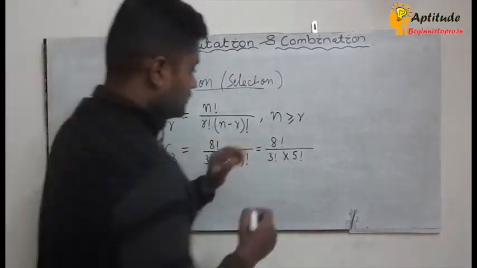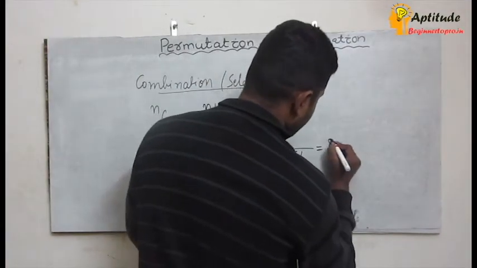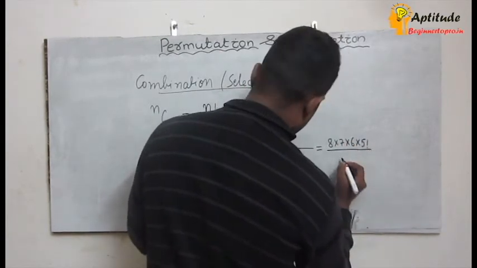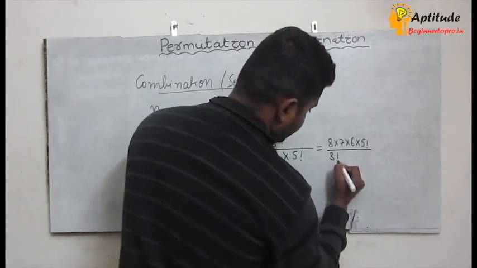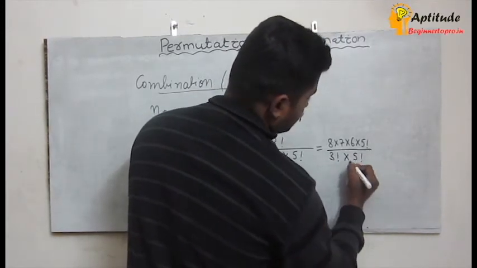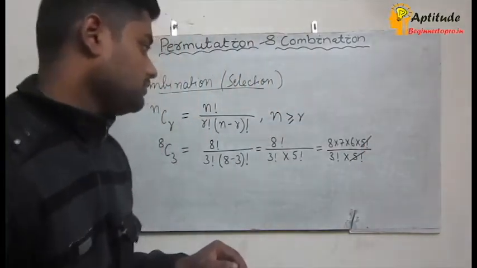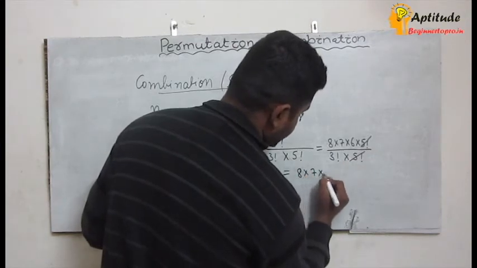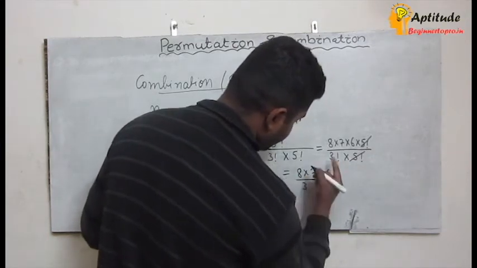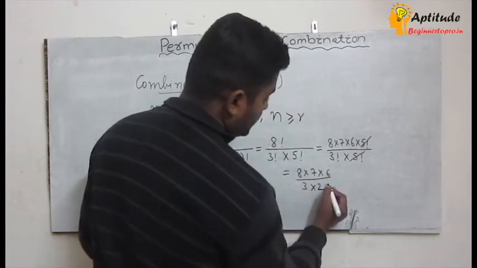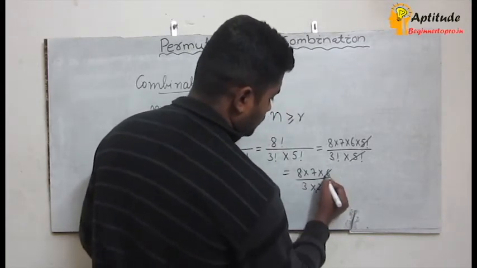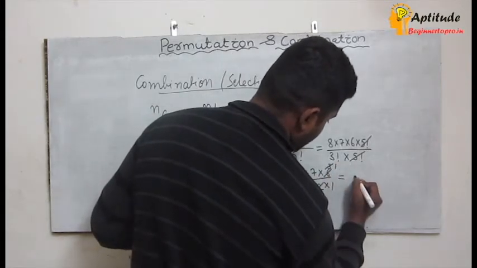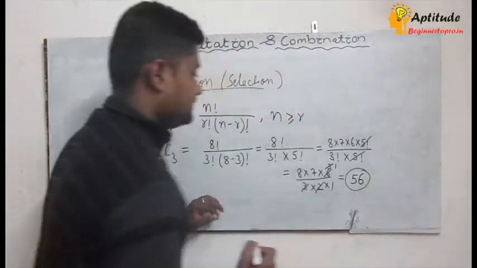We can write 8 factorial as 8 into 7 into 6 into 5 factorial, and similarly 3 factorial into 5 factorial. So this 5 factorial and 5 factorial will cancel out. Now this can be written as 8 into 7 into 6 divided by 3 factorial, which is 3 into 2 into 1. So 3 times 2 is 6, 6 by 6 is 1, which leaves 8 into 7, which is 56. That will be your answer.